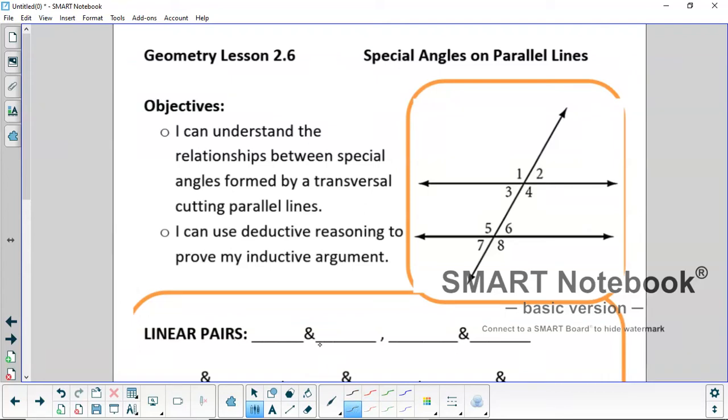Hi everybody, today's lesson in geometry is lesson 2.6, talking about special angles that occur on parallel lines. Our objectives today are listed at the top of your notes. We're going to be able to understand the relationship between special angles that are formed when we cut through parallel lines. And then we're going to use deductive reasoning, that explanation or logical reasoning, to prove our conjectures.